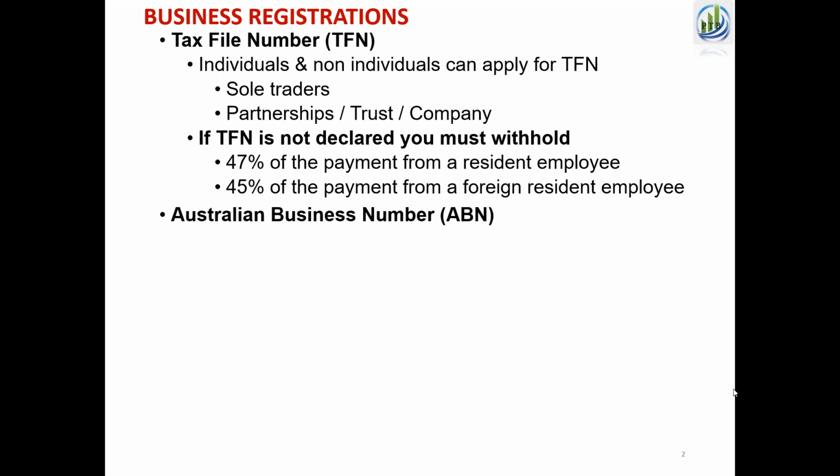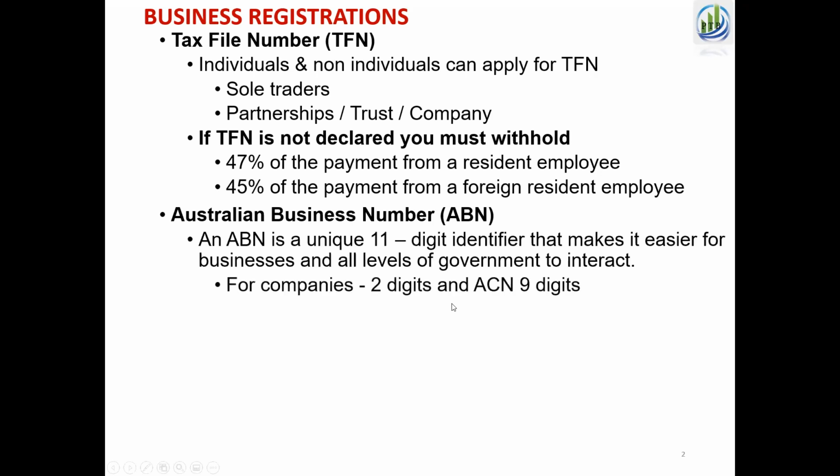So the Australian business number is an 11-digit number, right? All businesses have an 11-digit number. However, if you are a company, you may have a separate number called ACN, Australian company number. If you know the ABN, you don't need to ask what the ACN is. Why? The last 9 digits of the ABN are going to be your company's ACN. So if you are a company, your ACN will be the last 9 digits of your ABN, right?